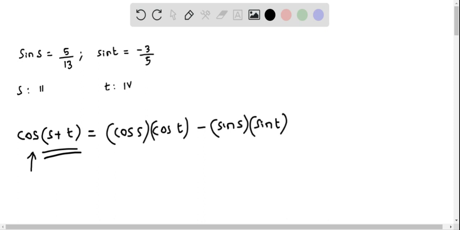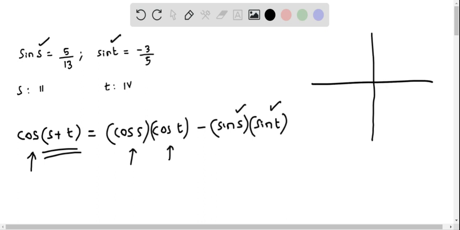And we can see that we know the value of sine s as well as sine t, which are already given, but we are not sure about the cosine of s and cosine of t. So first we have to determine these values, substitute into the equation, and find the value of cosine of s plus t. So let's see how to do this one. For this, I'm going to construct a right triangle in quadrant 2 as well as in quadrant 4.